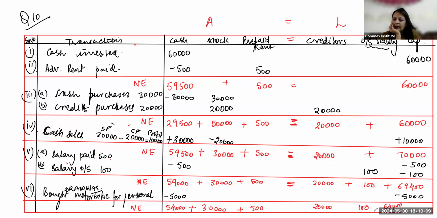So on the right-hand side, my total is 84,500. And on the left-hand side, this is also 84,500. Right? So I can put this equal to sign. Now, with the help of this final equation, we'll have to prepare the balance sheet. Right? With the help of the final equation, we are going to prepare our balance sheet.